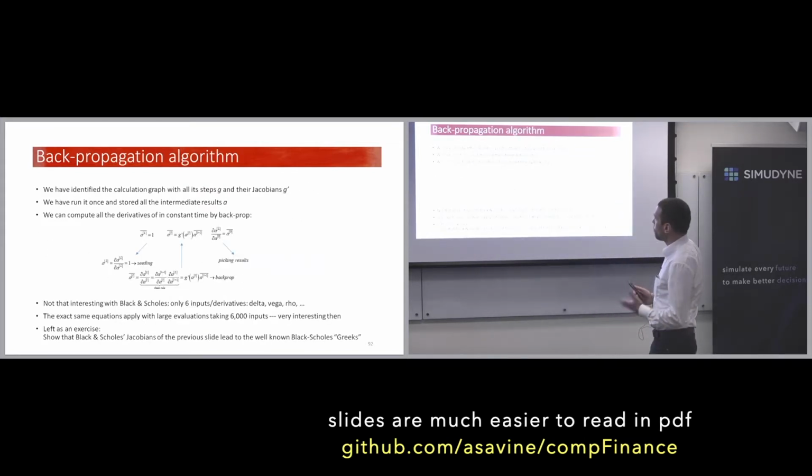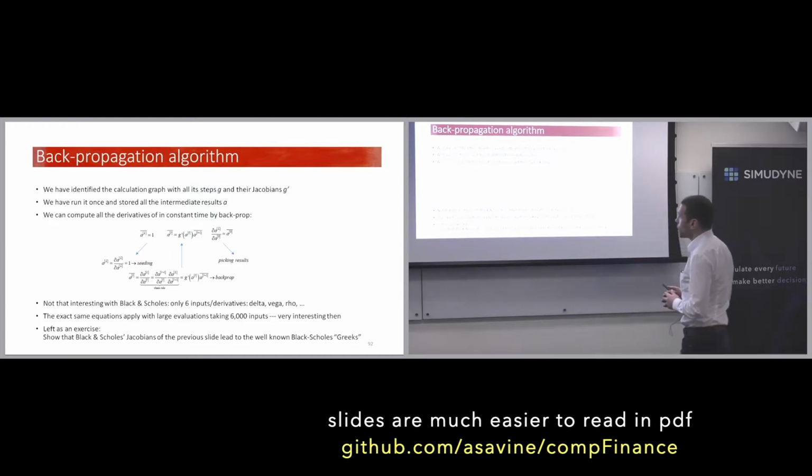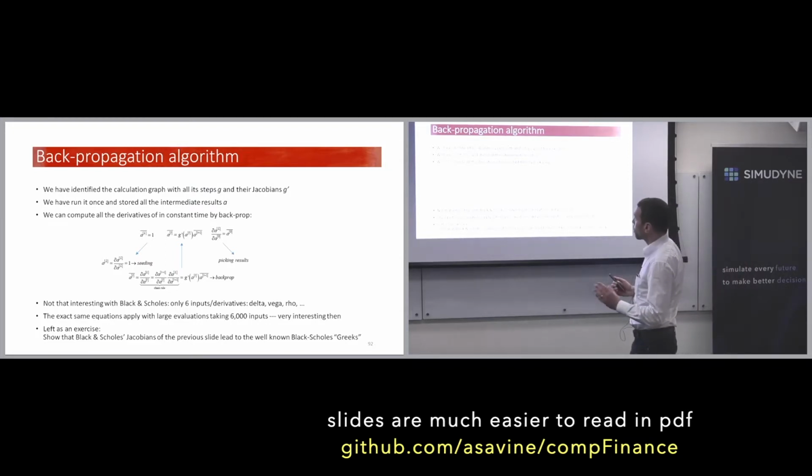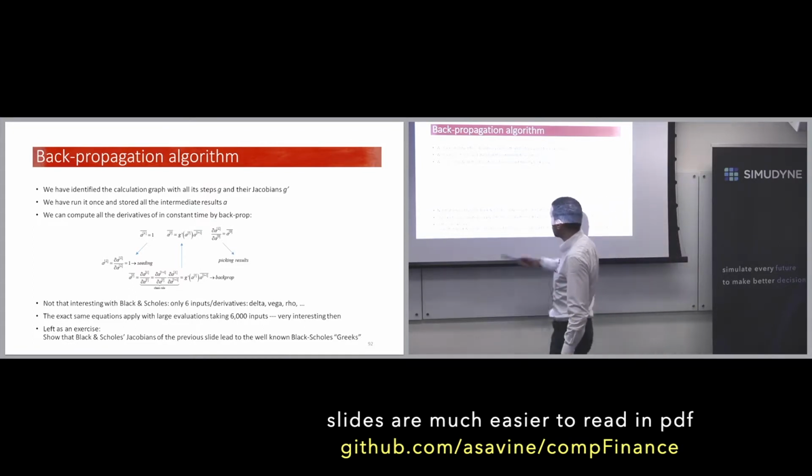Once we have done that, we can run the backpropagation algorithm over this calculation graph. We have identified the calculation graph with all its steps G, and we know the Jacobians G prime. We run it once and store all the intermediate results A, just like we saw for neural networks. And then we can compute all the derivatives in constant time by backprop, by running the adjoint equation. So first of all, the adjoint of a final result of a final layer, AL bar, well, that's dAL, the differential of AL to itself, so it's 1. So we initialize it to 1, which is called seeding.